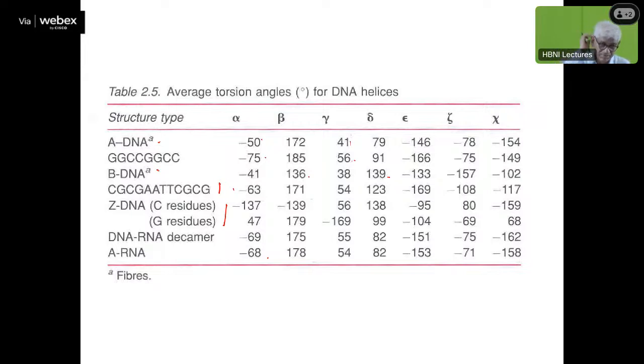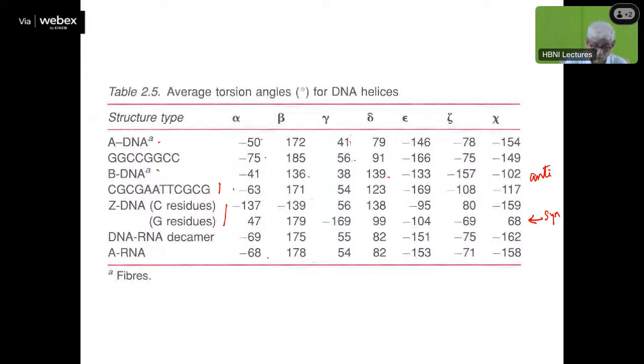Okay, these are typically the average torsion angles for DNA helices. And these are in the anti-conformation. All of these are in anti-conformation except this. See, this one, the glycosidic torsion angle is in the syn conformation. And all other ones are anti. The glycosidic torsion angle is in the anti domain, except for this, in the CG unit of Z-DNA, this G unit is in syn conformation.